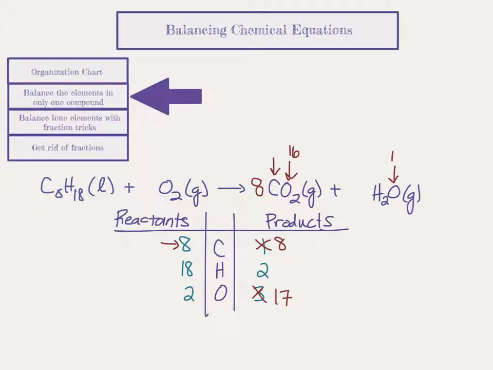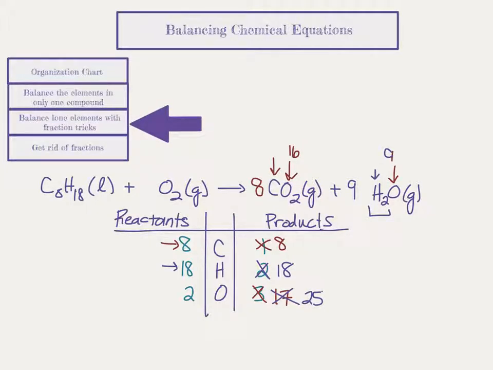Next, we will balance the hydrogen. I currently have 18 hydrogens on the reactant side, so I need to figure out a way to get 18 hydrogens on the product side. I have 2 hydrogens in each water molecule, so I can put a 9 as a coefficient in front of that water molecule. This changes my number of hydrogens to 18, but it also changes the available oxygens. Instead of 1 from the waters, now I will have 9. 9 plus 16 from the carbon dioxide will change the 17 oxygens into 25.